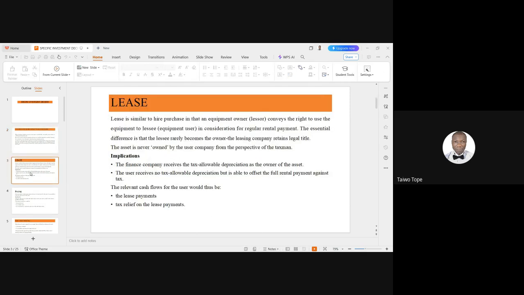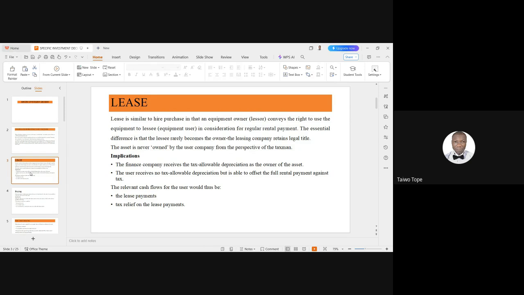Now, in talking about lease and hire purchase, lease is similar to hire purchase in that an equipment owner, that is the lessor, conveys the right to use the equipment to the lessee, that is the equipment user, in consideration for regular rental payment. So the essential difference is that the lessee rarely becomes the owner. The leasing company retains the legal title. So the asset is never owned by the user from the perspective of the tax man.